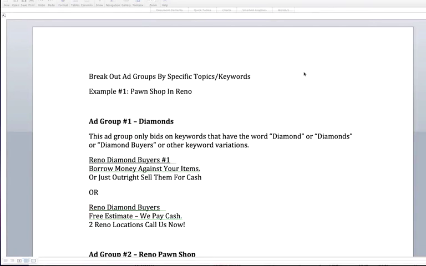All right, now in this video, we're going to talk about breaking out ad groups by specific topics and keywords. So the best way, again, for me to show you is to just show you some examples here. I just made up some hypothetical examples and wrote some quick ads.